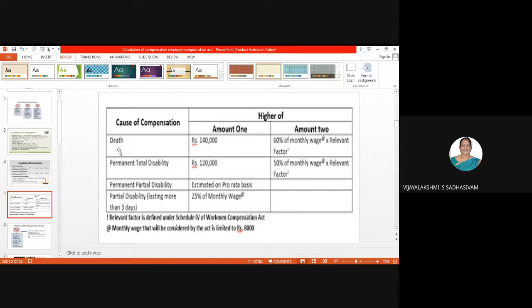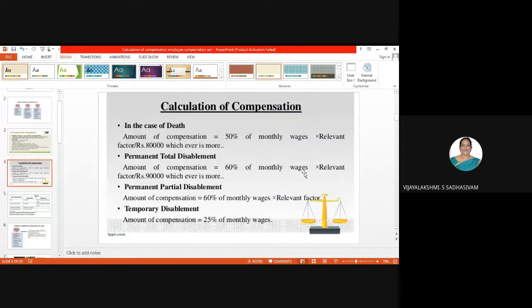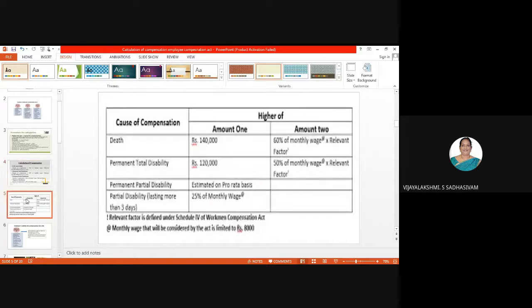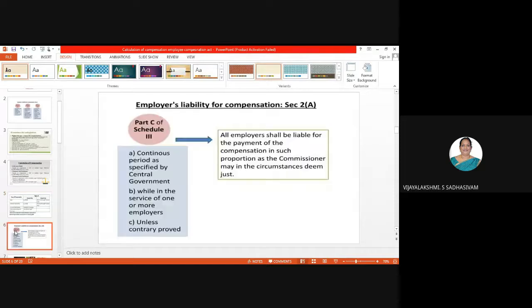So in case of death, it is 1,40,000 or 60% of monthly wage into relevant factor. In case of permanent total disability, it is 1,20,000 or 50% of monthly wage into relevant factor. Then in case of permanent partial disability, it is estimated on a pro rata basis. And in case of partial disablement, if it is lasting for more than 3 days, then we will take 25% of the monthly wages. So here we are taking monthly wages to be limited to 8,000 as a sample study for this particular purpose.